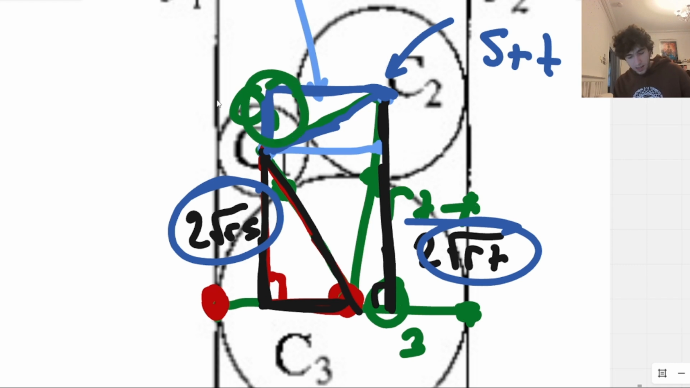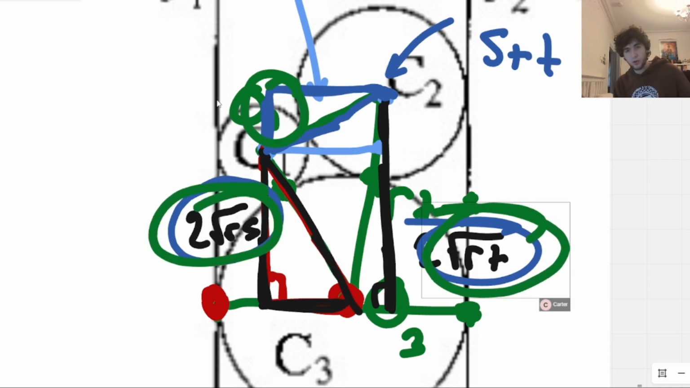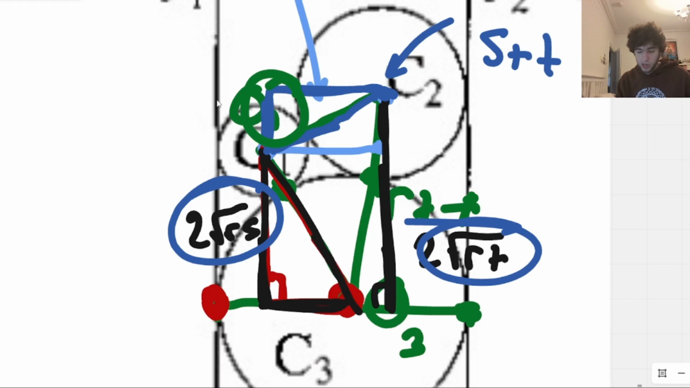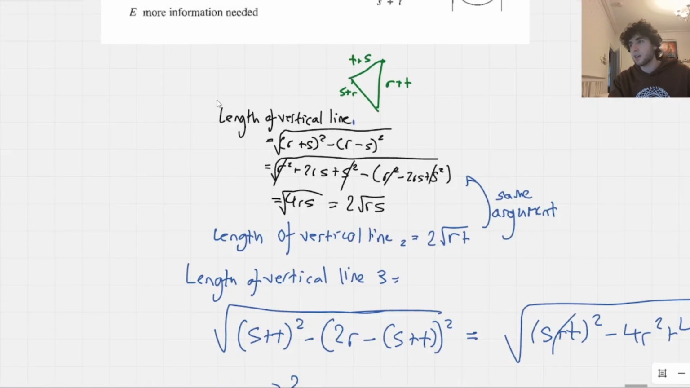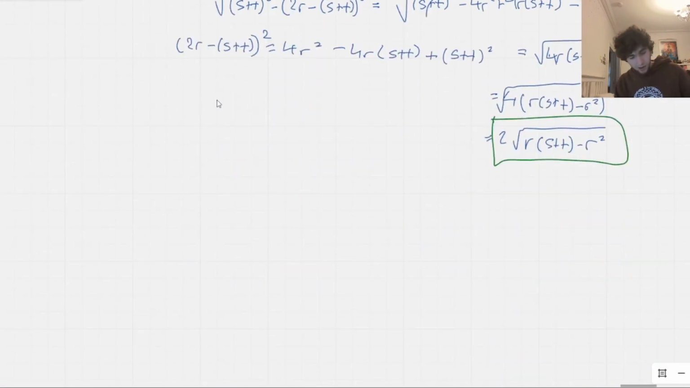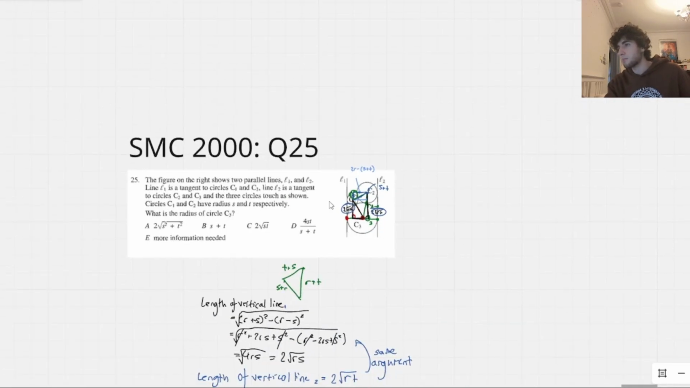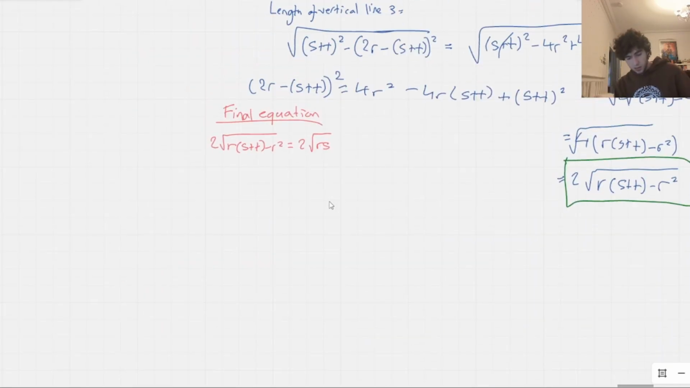Now that you have that, you can say that plus 2 square root rs is 2 square root rt. So this is just the final equation. The final equation is as follows: 2 square root of r times (s plus t) minus r squared is equal to, what was it, rs? No, I need to be careful, that matters. It's 2 square root rt minus 2 square root rs.